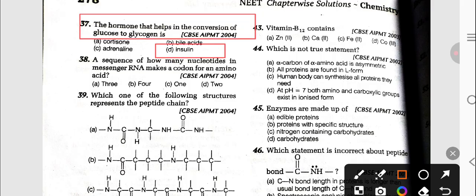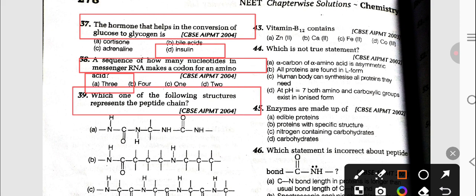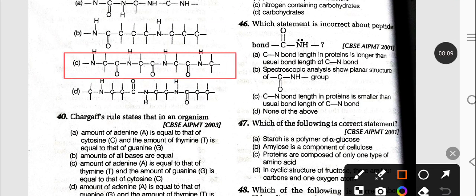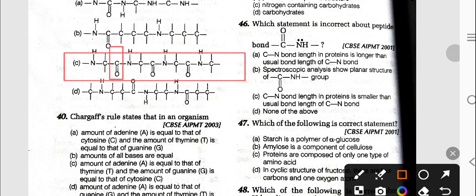A sequence of how many nucleotides in messenger RNA makes a codon for an amino acid? So they are 3 in number. Which one of the following structures represents the peptide chain? So it is this one. Option number C is the right answer. This bond, CO and NH, between the COOH and NH2 groups, is the peptide bond.